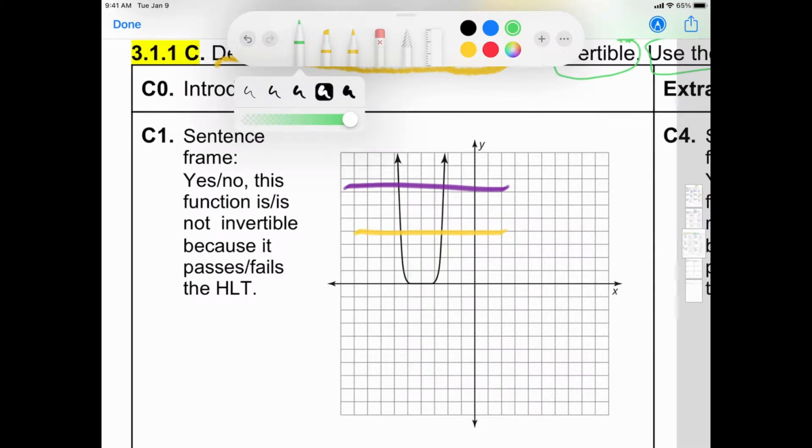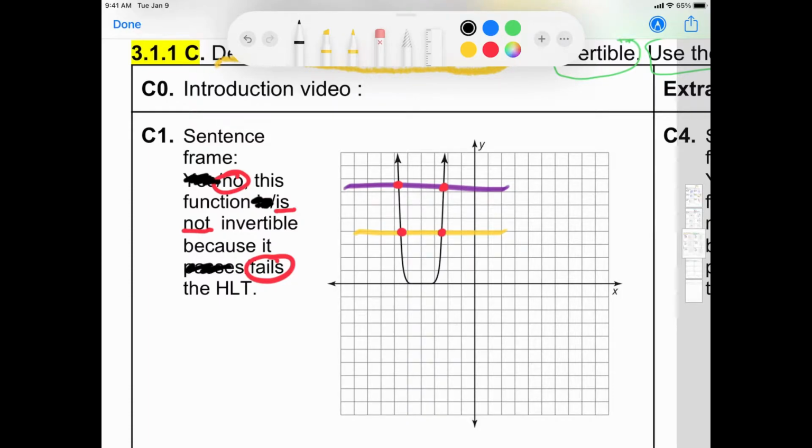And if you go through multiple points, putting red dots, there's 2 there, so that's bad. 2 is bad. So this is no. This function is not invertible because it fails the vertical line test. So just cross off those parts.